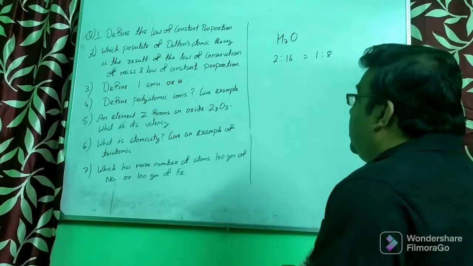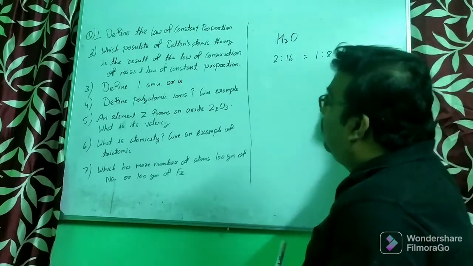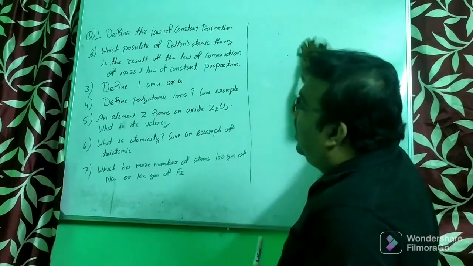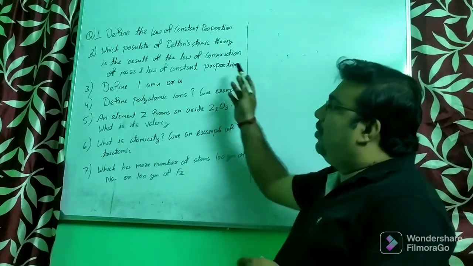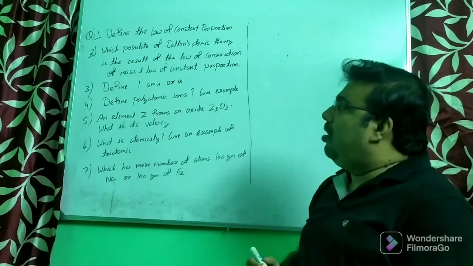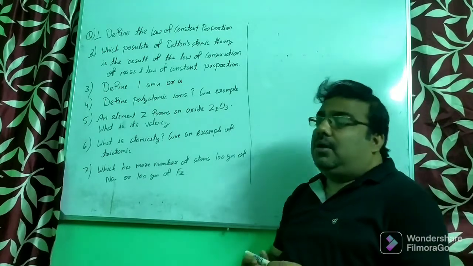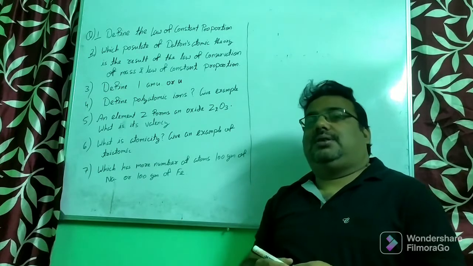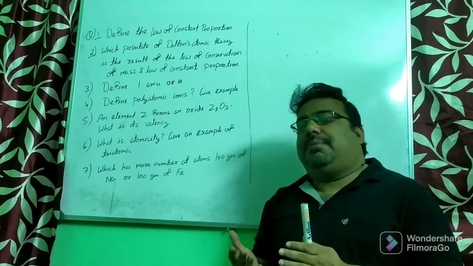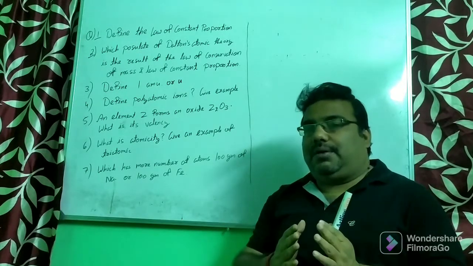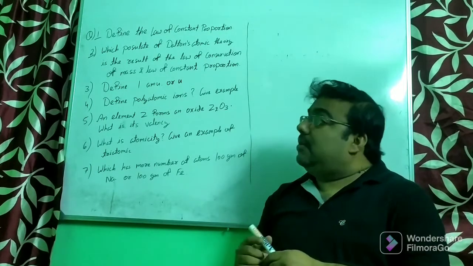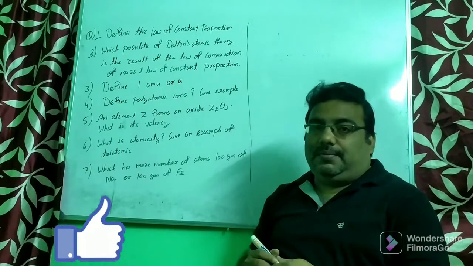Now the second question: we have to explain which postulates of Dalton's atomic theory are the result of the law of conservation of mass and the law of constant proportions. Actually, we know that the law of conservation of mass means that in a chemical reaction the total mass of the reactants is always equal to the total mass of the products. That is the law of conservation of mass.